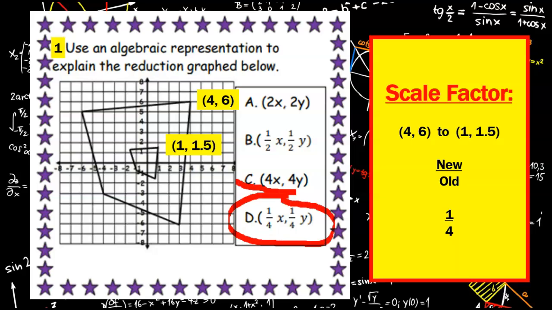Now, I went ahead and crossed out C and A because we know that if we have a reduction, then the scale factor has to be less than 1. So our answer choices are really between B and D. And remember, to find scale factor, our formula is new over old. So you can use any point here to plug in to find that scale factor.